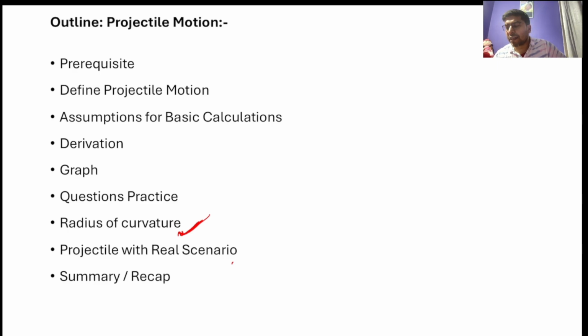And then we will discuss what the actual scenario or actual problem is that we face when we are observing a projectile motion. Some other natural factors come in that generally we do not consider in basic calculation, right? So that we will discuss, and finally we will do a revision of this lesson, right?